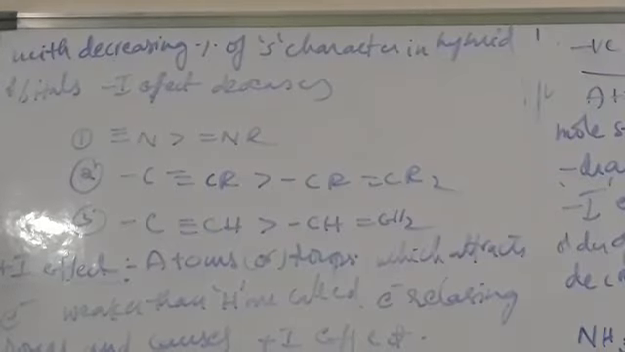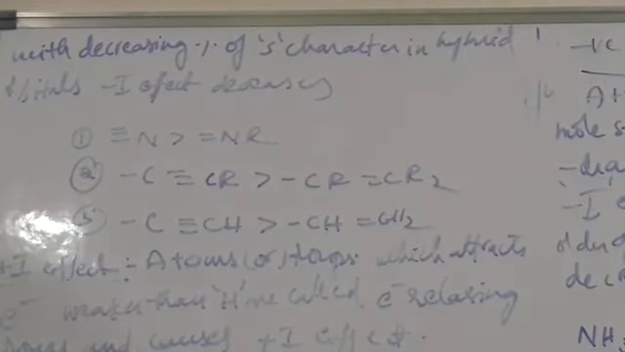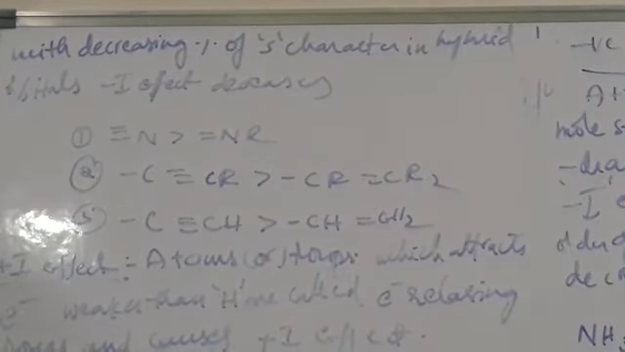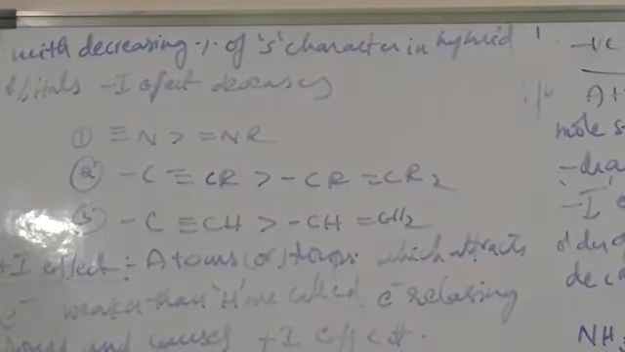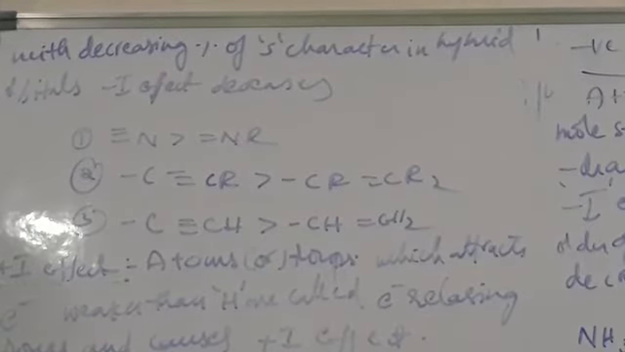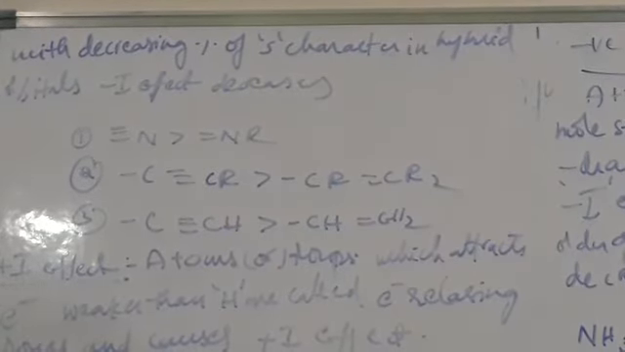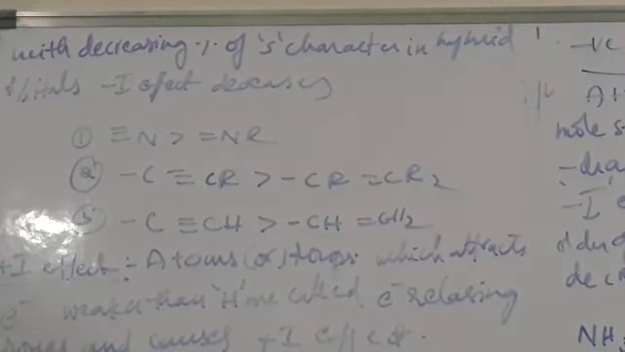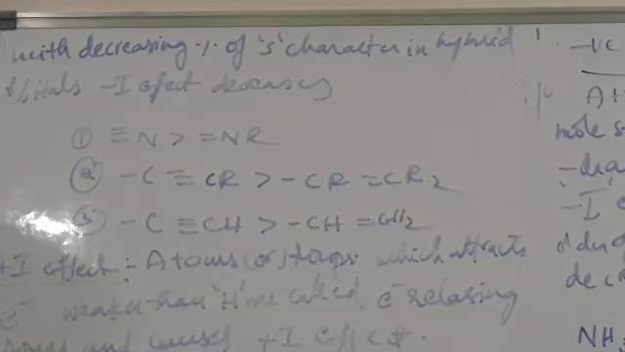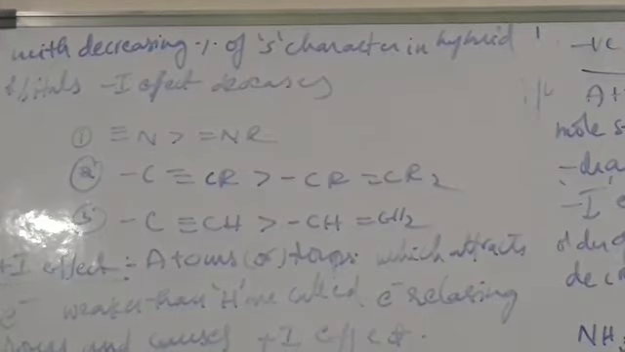All these are electron releasing groups: O minus ion and similar ions, selenium, sulfur and oxygen, and alkyl groups. Alkyl groups are also electron releasing groups. So the positive inductive effect order is like this. There are different examples as well.